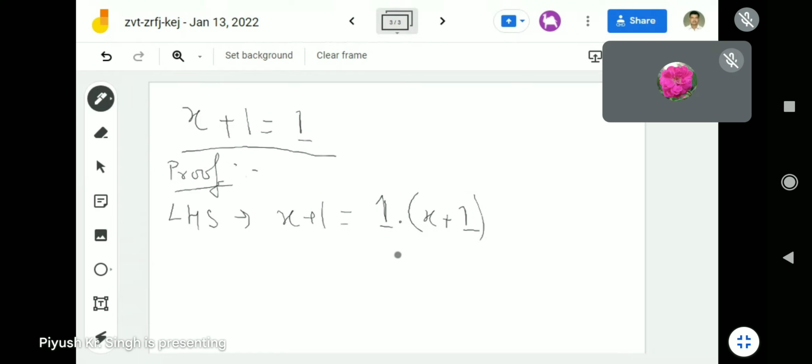If it is 1 dot x plus 1, then this 1 can be replaced by x plus x bar, because if there is existence of x, then there will always exist an x bar by the rule of Boolean algebra, and its sum will be equal to 1. So x plus x bar into x plus 1.